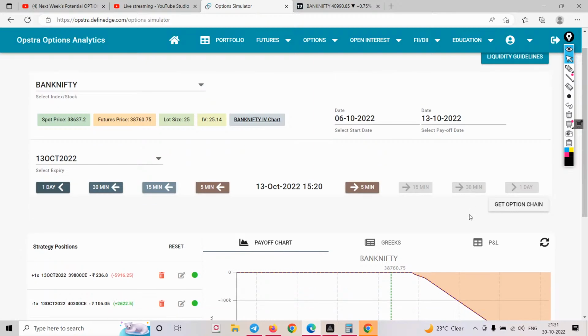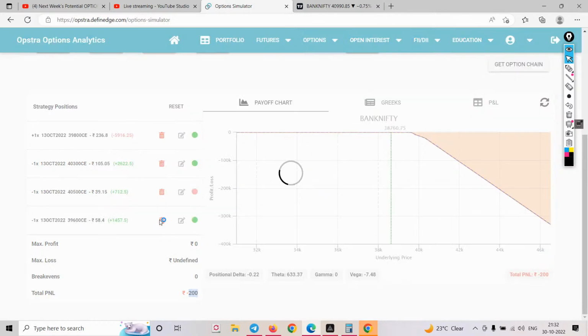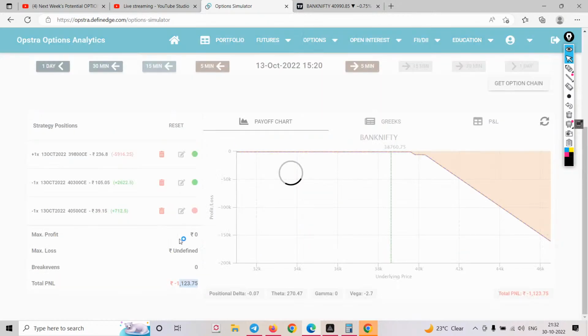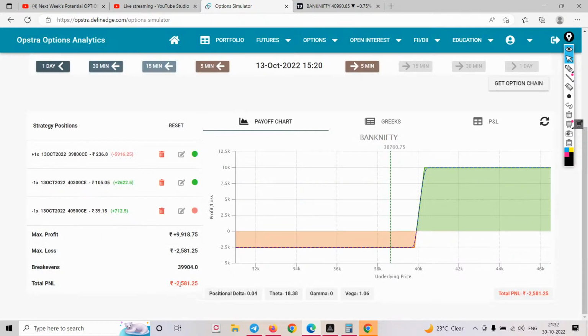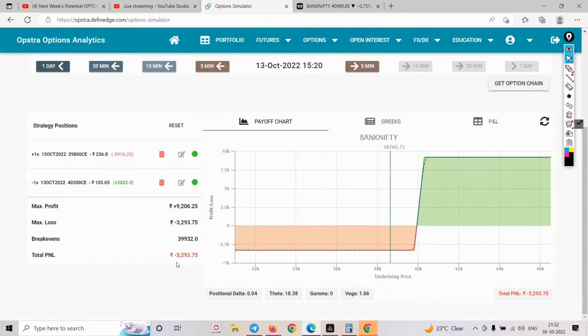That's it. At 15:20, my loss is only 200. So we were able to reduce our loss. Again, what was my original trade? I'll delete this one. If I would not have done the second adjustment, my loss would have been 1023. If I would not have sold the extra sell, my loss would have been 2581. If I would not have sold this one also, my loss would have been 3300, right?